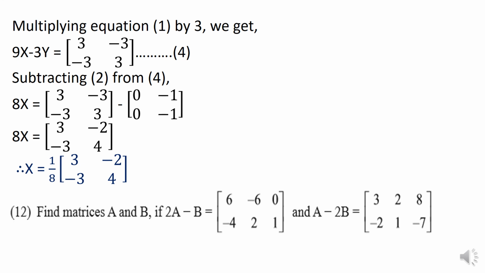Now the next sum: find matrices A and B. If, as the question is given, 2A minus B is a given matrix and A minus 2B is another given matrix, you can do it in the same way as the 11th sum, as an assignment in your notebook.